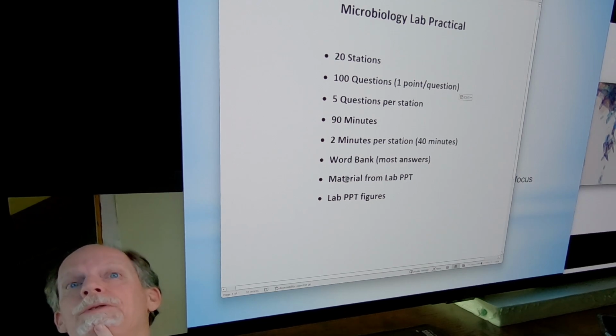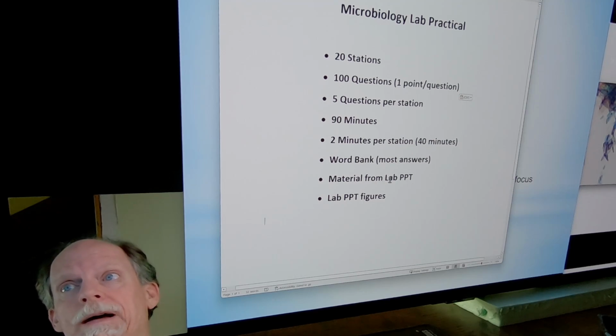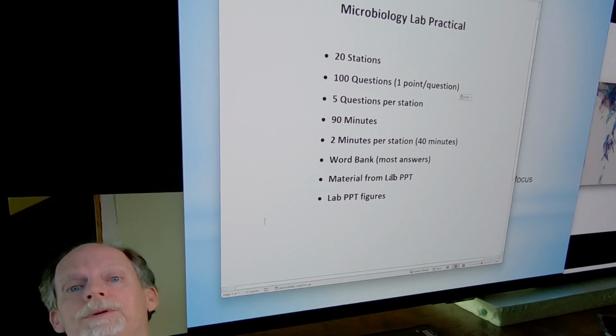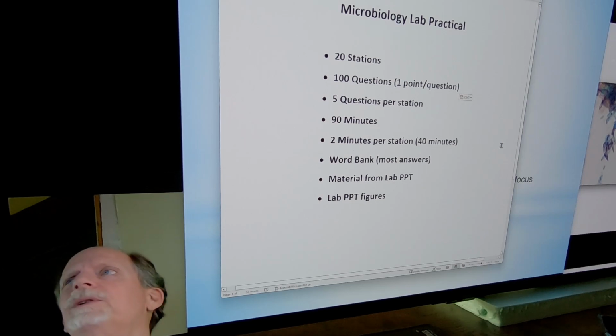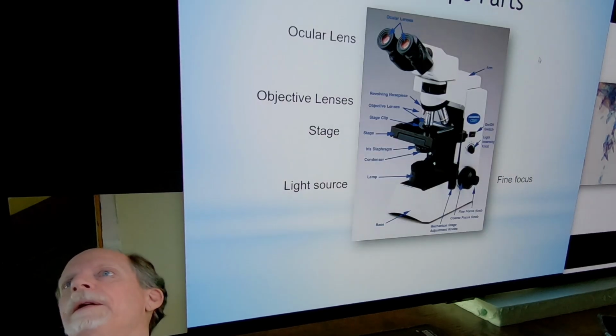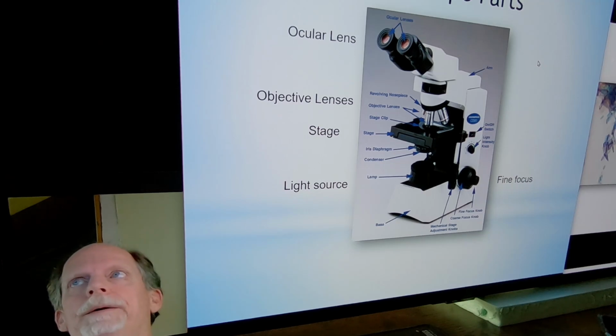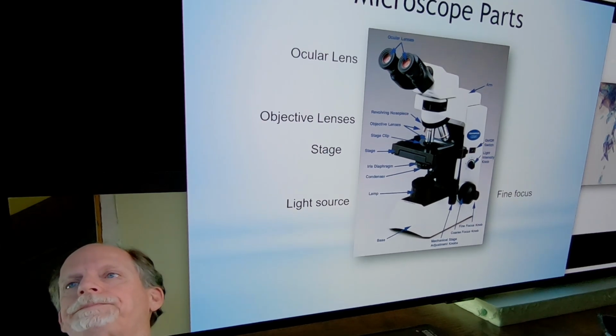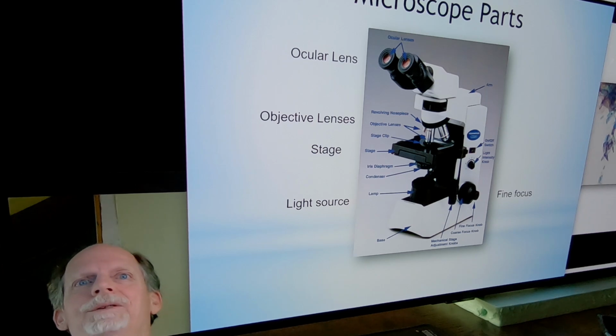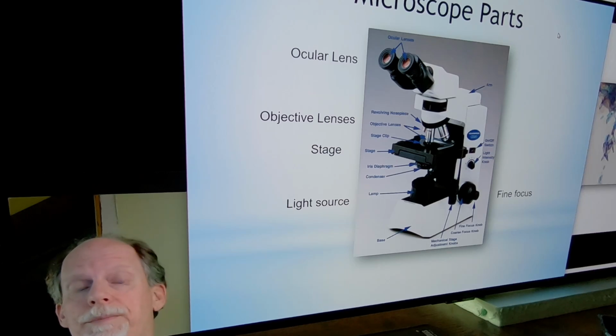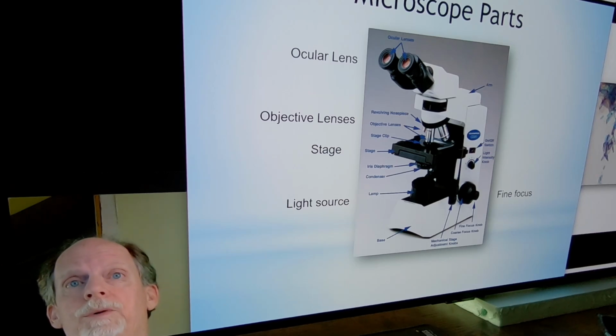If you're studying for it, use the lab PowerPoint. I also now have a PowerPoint that just contains the figures from the Microbiology Lab PowerPoint, and they're unlabeled. I think that's helpful, so I'm going to talk a little bit about that too. This is the lab PowerPoint, and you've used this hopefully to do all your PMP assignments and to study for quizzes for the lab.